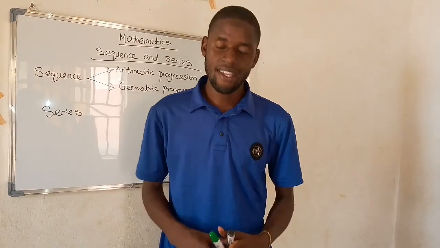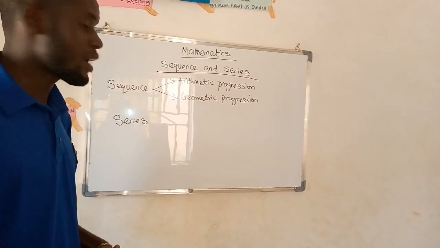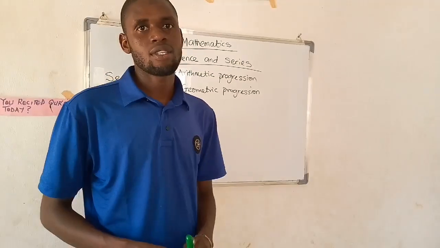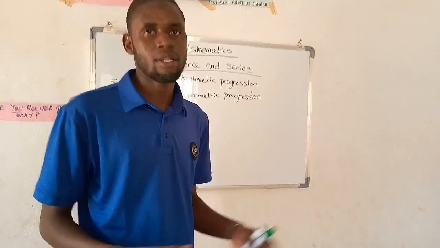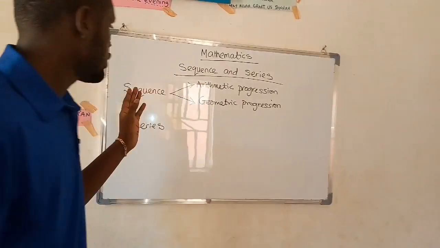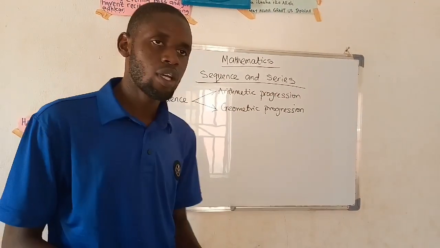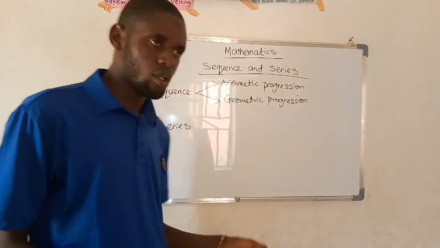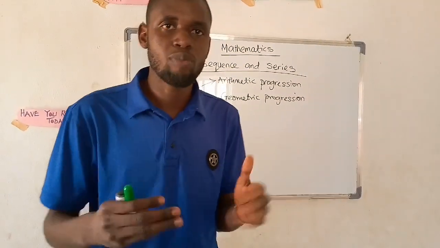Afribest online tutorial enterprises. Today we are going to be learning sequence and series. Sequence is an ordered list of objects, materials, numbers, etc. Under sequence we are going to be learning arithmetic progression and geometric progression, whereas we are going to learn series, but our tutorial is going to be in parts.